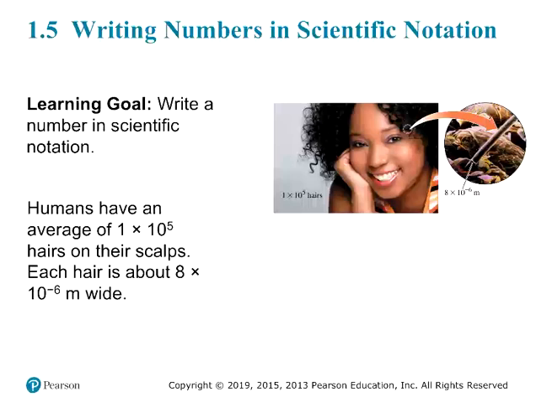So for instance, humans have an average of 100,000 hairs on their scalps. And this is a pretty large number. So sometimes it's easier to write those numbers in scientific notation shown here, where instead of 100,000, we write 1 times 10 to the 5th.